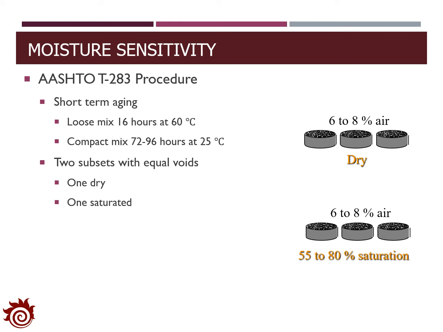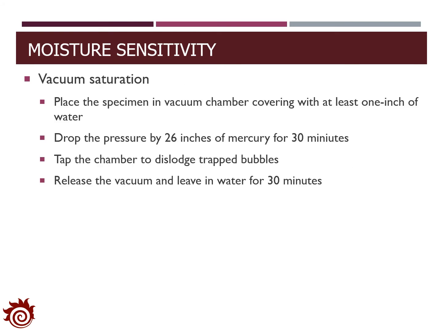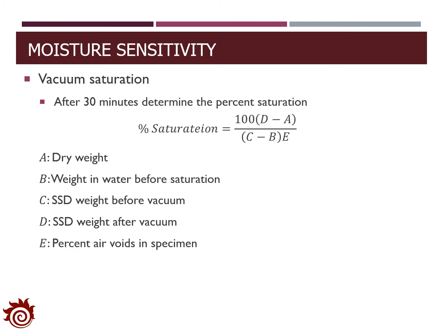One set is dry, the other set is saturated. The vacuum saturation will also be applied for the saturated specimen. To do that, we will first place the specimens in the vacuum chamber covering with at least 1 inch of water, and then drop the pressure by 26 inches of mercury for 30 minutes. And then we will tap the chamber to dislodge trapped bubbles and release the vacuum and leave in water for 30 minutes.